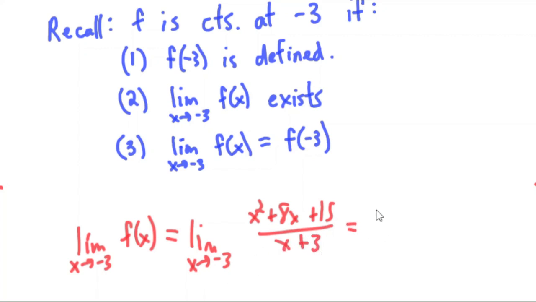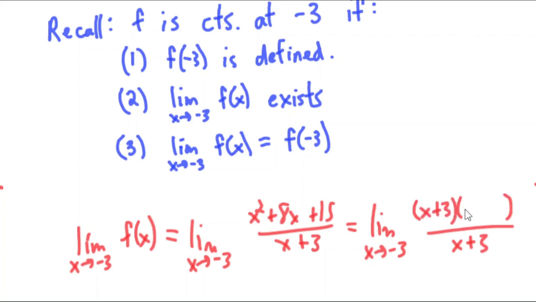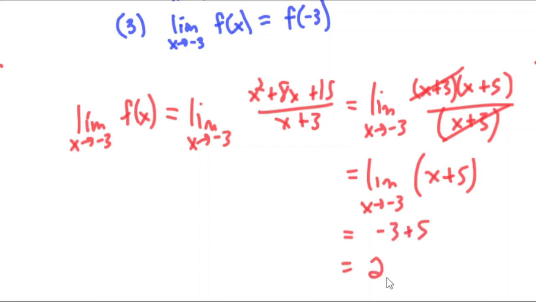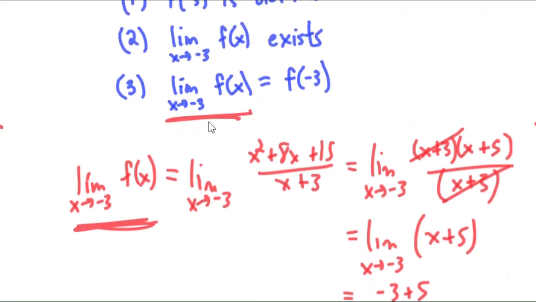Well, this is what we talked about in the last module. The way that we compute this limit is we're going to factor. I think we'll have an x plus 3 factor in both the numerator and the denominator. In fact, the numerator factors to be x plus 3 times x plus 5. And so notice these cancel and we just get the limit as x approaches negative 3 of x plus 5. Now we can just plug in negative 3, and we get negative 3 plus 5, which is 2. So notice this limit is 2.